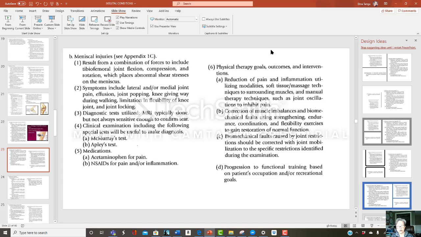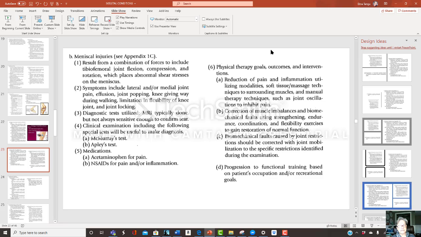So when you do your patient interview, you are looking for a patient to complain of lateral or medial joint pain, swelling, the joint is popping, the knee is giving way when I'm walking, I can't bend my knee, inflexibility of the knee joint. It's usually bending and the joint is locking, popping, giving way. That's when you want to think of meniscal injury.